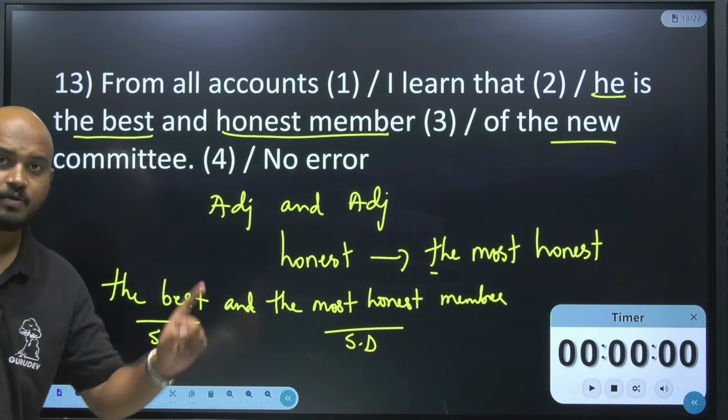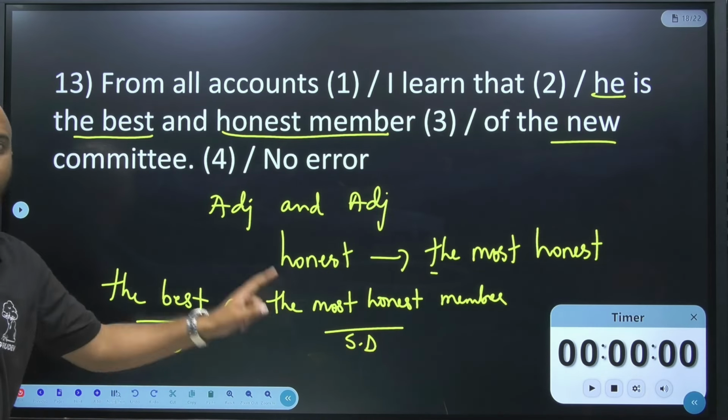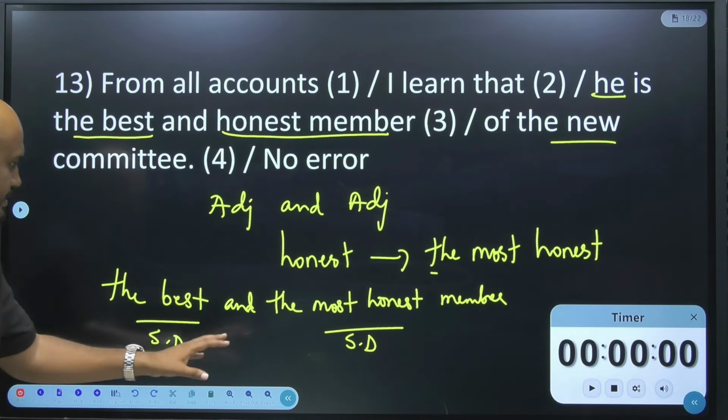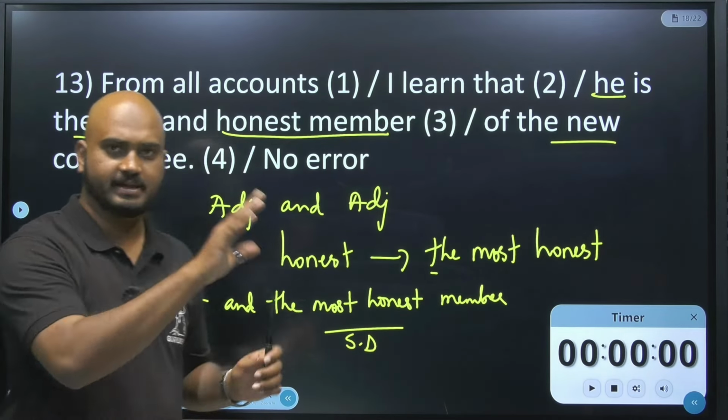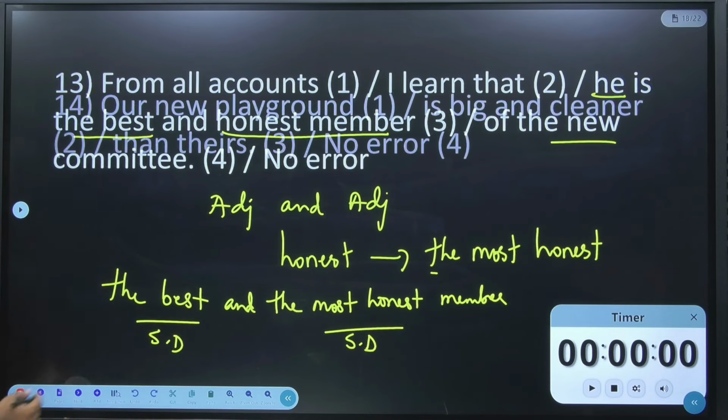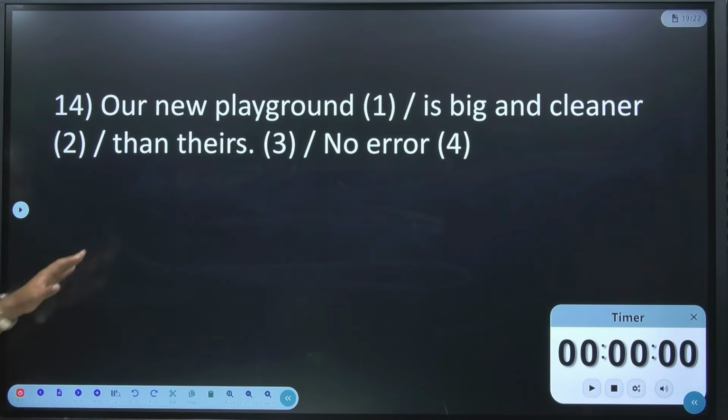I repeat again, why did we choose superlative degree here? We chose superlative degree because I'm comparing he, that person, with the entire committee, superlative form, and hence that is the reason. Question number 14, a very, very similar question.